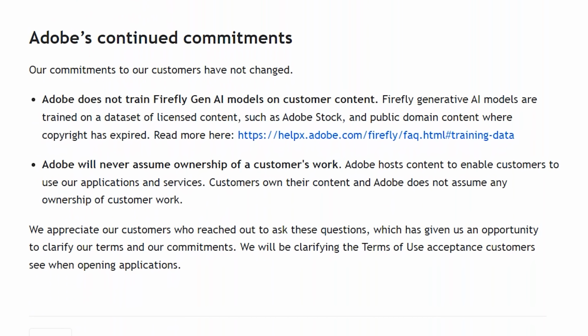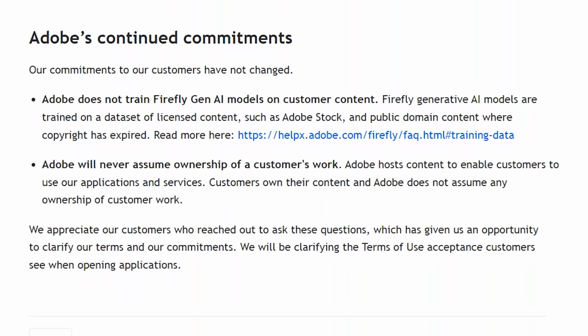I'm going to put a pin in this particular bullet point here because this is very, very, very relevant to why this backlash is happening. Adobe will never assume ownership over a customer's work. Adobe hosts content to enable customers to use our applications and services. Customers own their own content, and Adobe does not assume ownership over the customer's work.